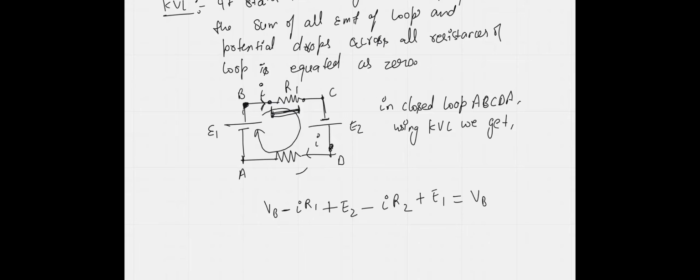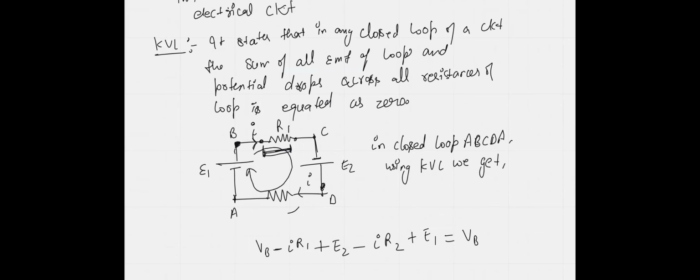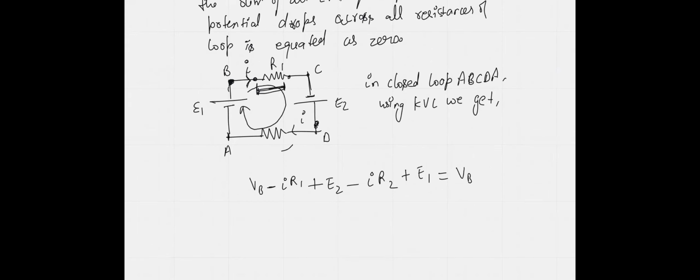Understood? Yes, sir. So why did you say zero? I know that thing. Because I said the sum of all EMFs of a loop and potential drops across the resistors is equated to zero, right? So that's why you said zero. But at the end of the day, Kirtana, you will see this VB and this VB are going to get cancelled. Now you can say the sum of all the EMFs, in this particular loop, when you started from here, sum of all the potential drops, now you can say minus IR1. Isn't it equal to zero now?